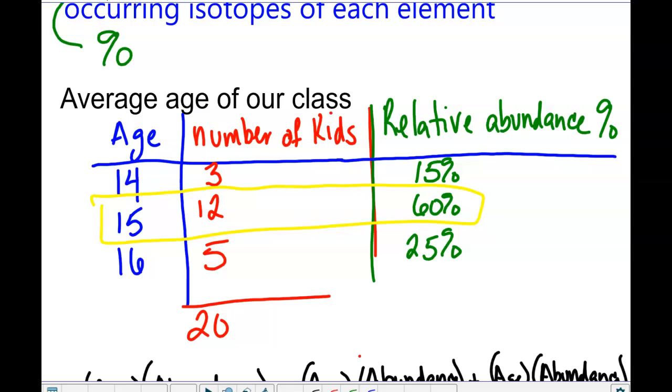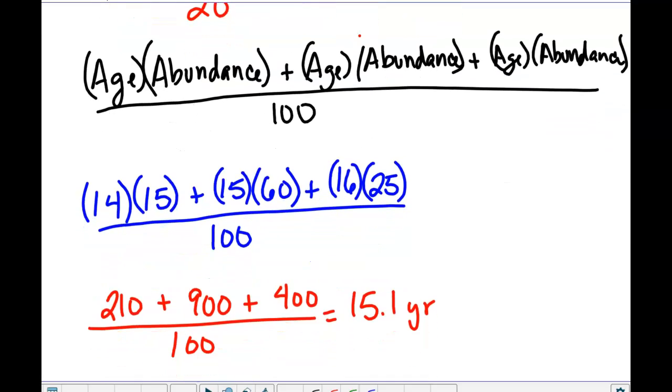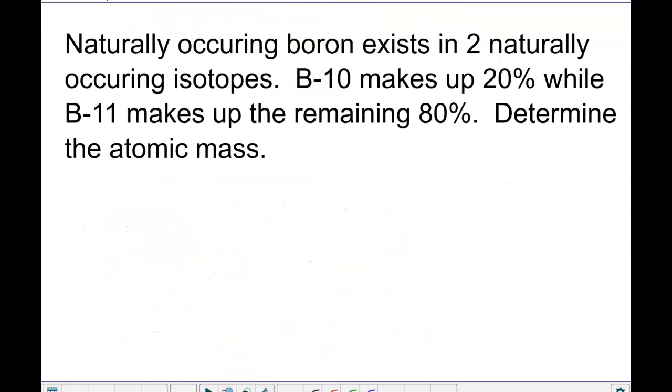All right, so let's do a chemistry example. Naturally occurring boron exists in two naturally occurring isotopes. Boron 10 makes up 20%, while boron 11 makes up the remaining 80%. Determine the atomic mass. You might notice I like this one. It's a really simple one.